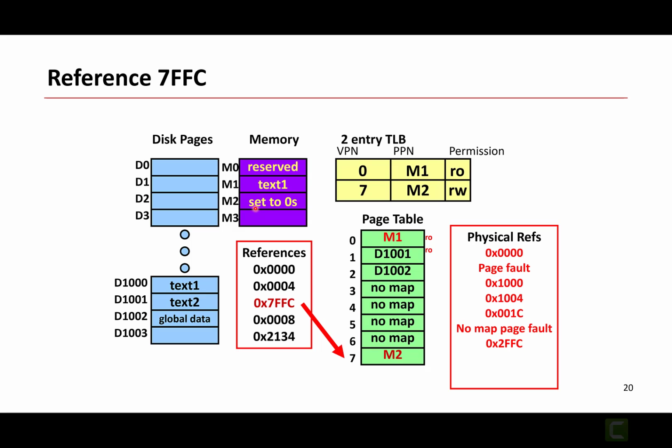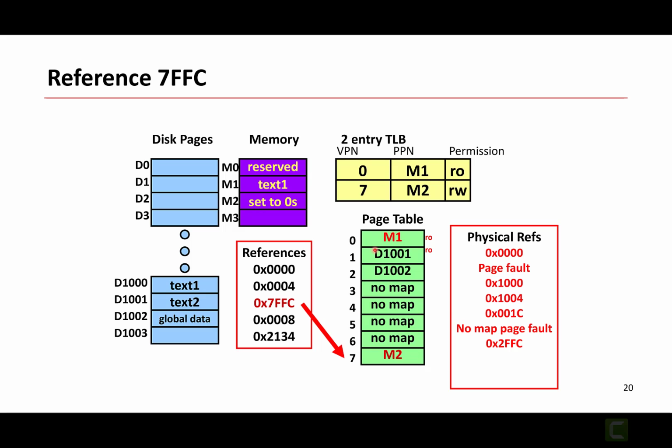Now, one detail that I missed is when the operating system creates a fresh page for a no map entry, there is no data to start with, so it has to initialize it to something, and typically they would initialize it to all zeros. Okay.